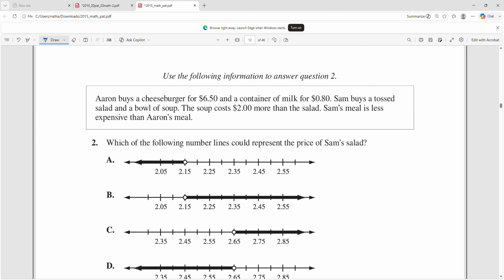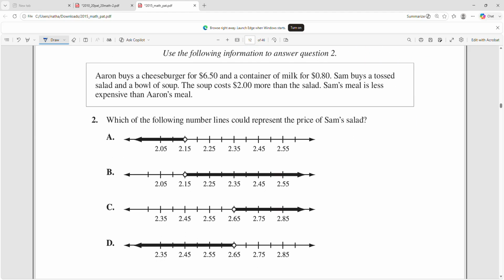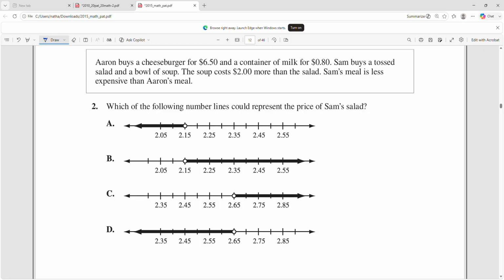Aaron buys a cheeseburger for 6.50 and a container of milk for 80 cents. Sam buys a tossed salad and a bowl of soup. The soup costs $2 more than the salad. Sam's meal is less expensive than Aaron's meal.